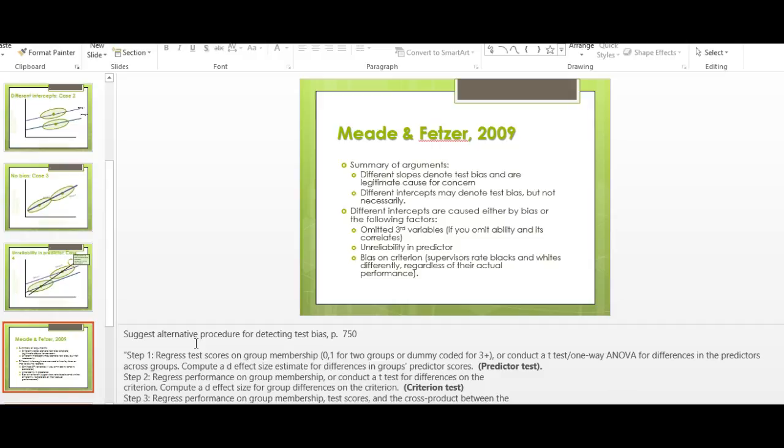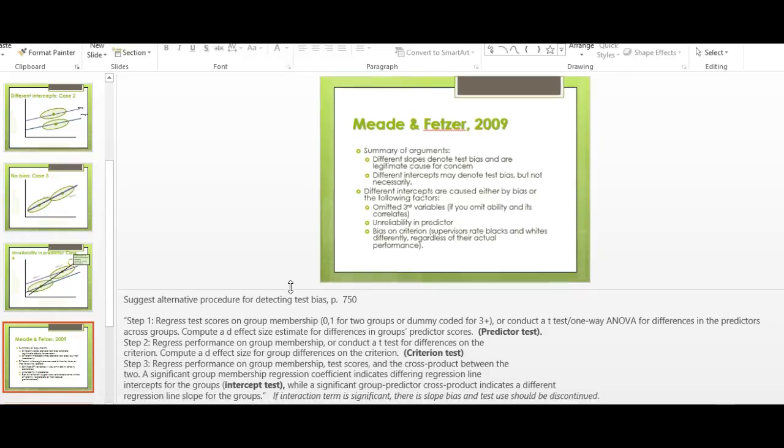So if we see differential intercepts, it could be that the test is biased, but not necessarily. So different intercepts can be caused by either bias or other things, like omitted third variables, like we talked about, unreliability in the predictor, and then finally, remember, criterion contamination in the performance ratings.